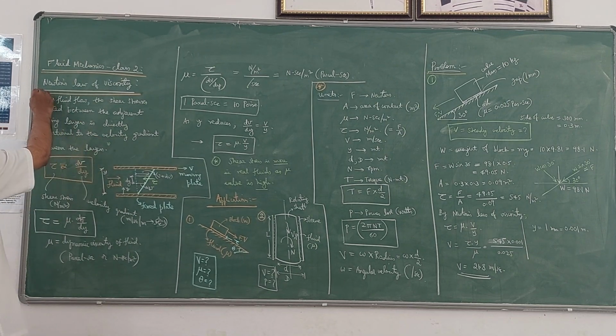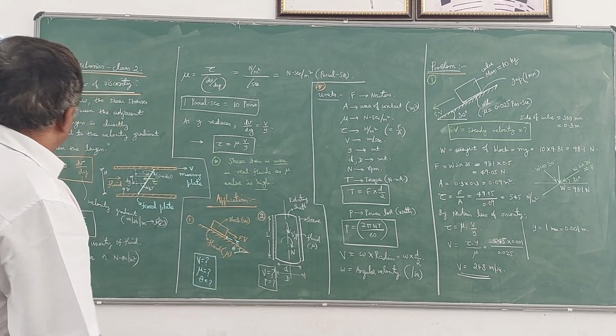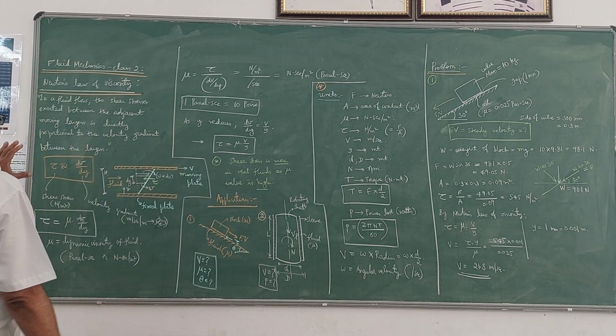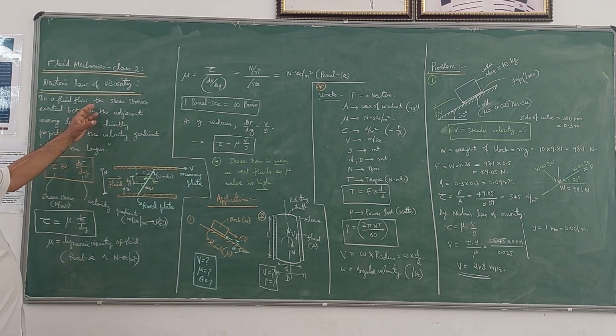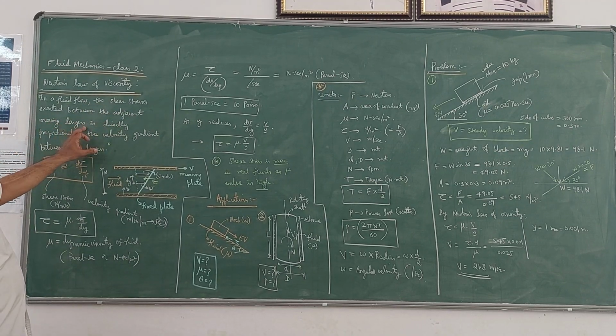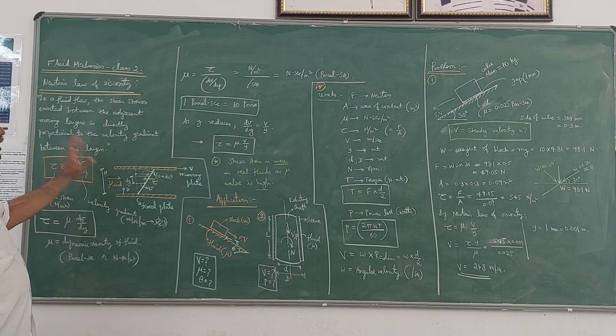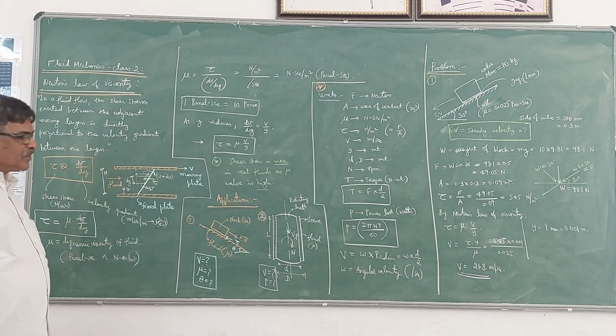Viscosity is the resistance to flow. It's a measure of resistance to flow. Newton has given one law. It states like this: in a fluid flow, the shear stress exerted between adjacent moving layers is directly proportional to the velocity gradient between the layers. So you have to understand this.